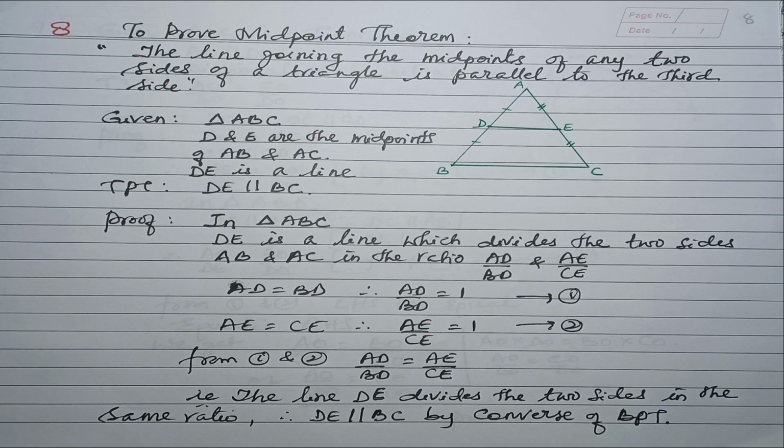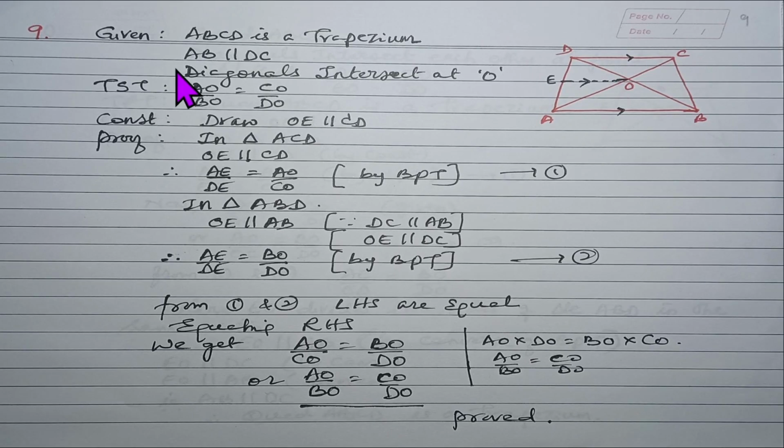Learn it and remember. Now coming to the next example, we are given a trapezium here, ABCD, and AB is of course parallel to DC, since it's a trapezium. There are two diagonals, AC and BD, and they intersect at point O. Now we have to prove that AO upon BO is equal to CO upon DO.